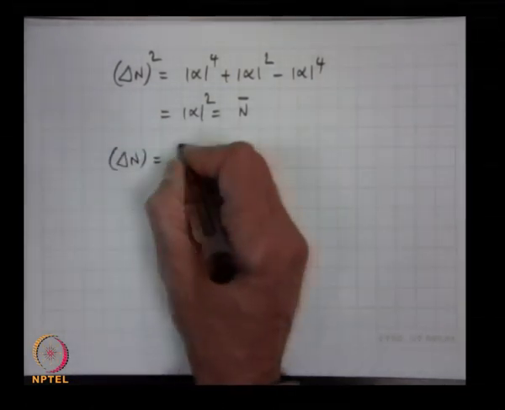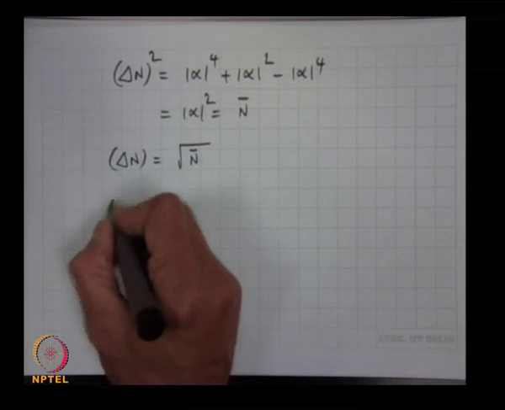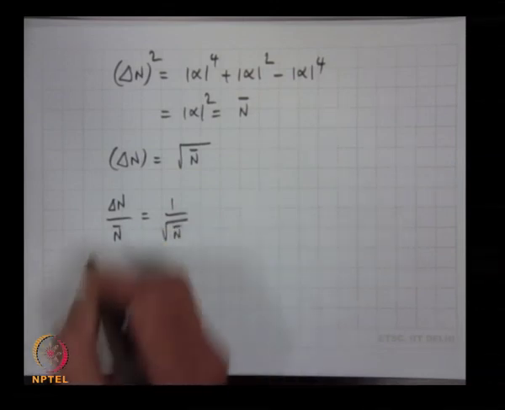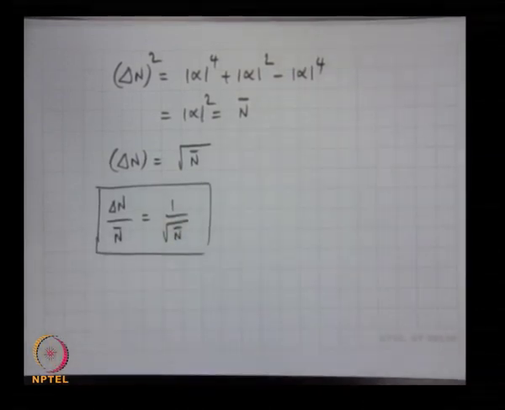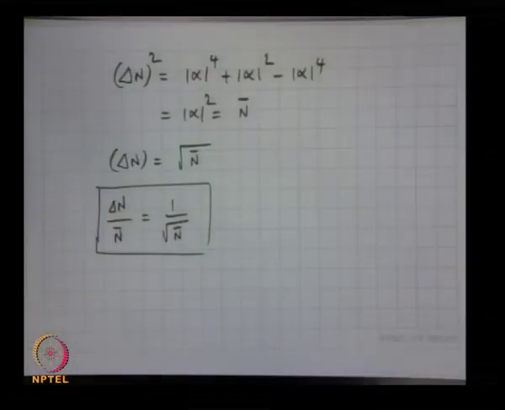So the uncertainty in the number of photons is square root of n bar. So this means that the fractional uncertainty in the number of photons is given by 1 by square root of n bar. So if you have an electromagnetic field generated in a single mode coherent state, the fractional uncertainty in the number of photons in that state decreases as n bar increases. That means as mod alpha increases, the fractional uncertainty decreases as 1 by square root of n bar. And this is a characteristic feature of a Poisson distribution.